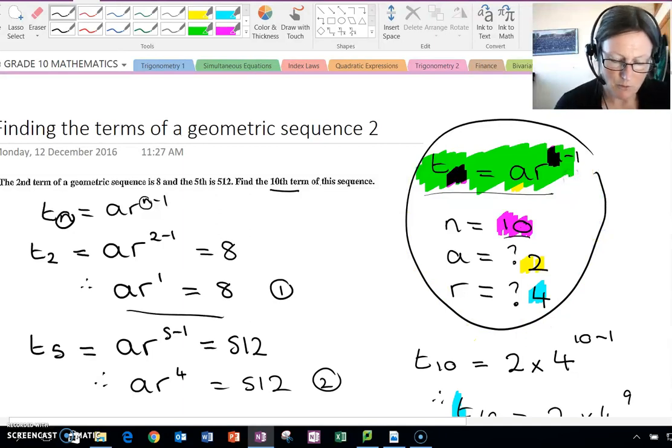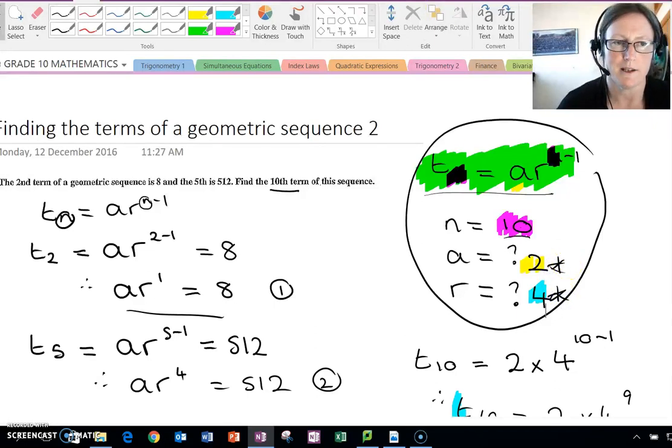So we had a little bit of work to do before we could use this formula. We needed to use some previous knowledge to help us then work out A and R, and once we worked those out, we could find our 10th term.